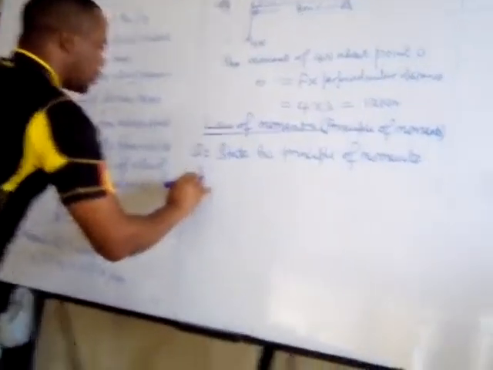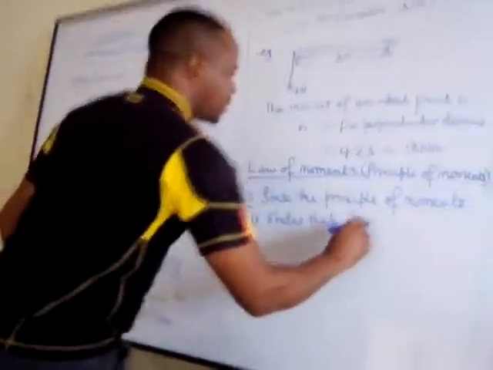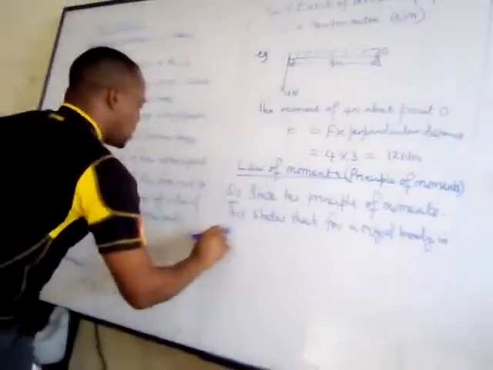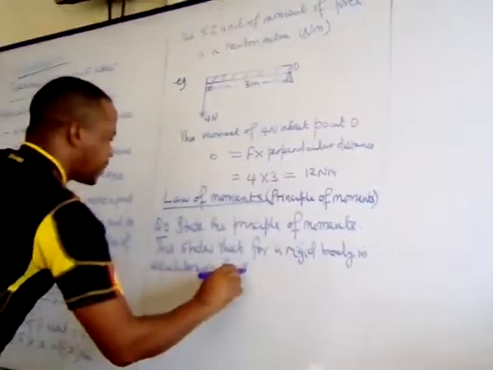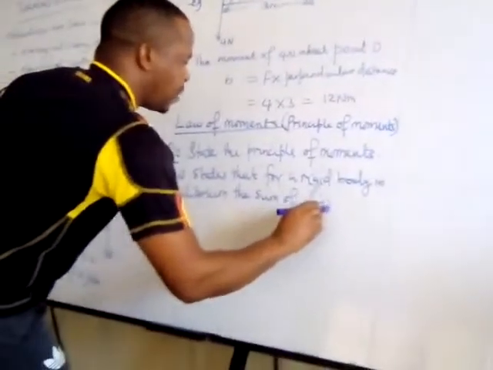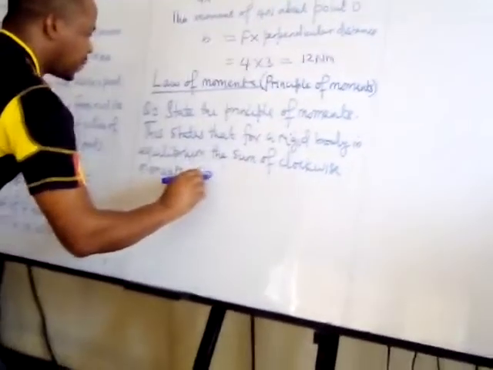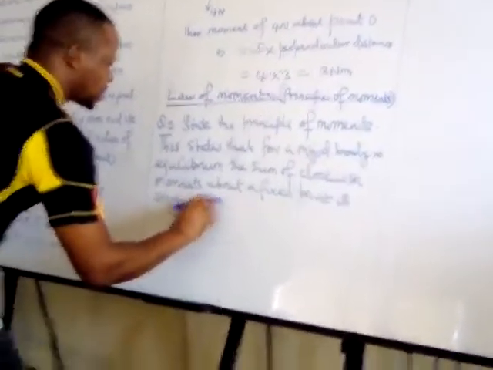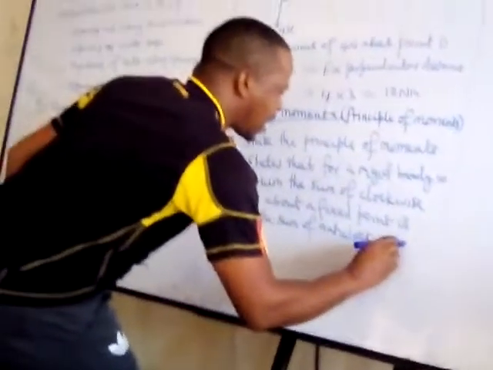We say that this states that for a rigid body in equilibrium, the sum of clockwise moments about a fixed point is equal to the sum of anti-clockwise moments about the same point.